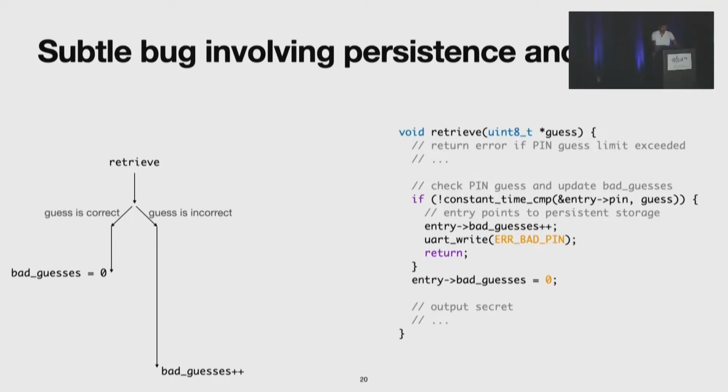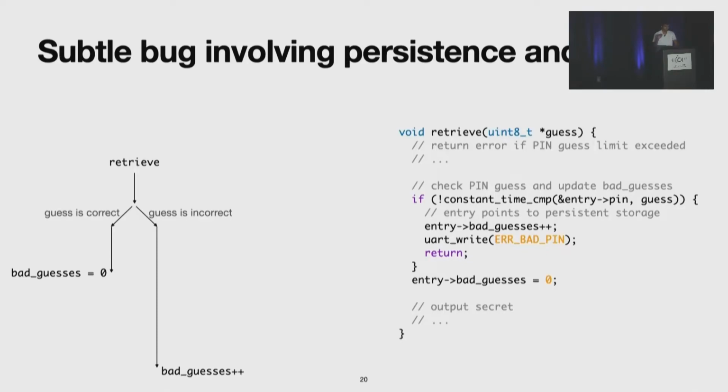All right, so the code you see on the right is a code snippet from this running example, this pin-protected backup HSM. It's from the retrieve operation. What this code does is it first checks to see if the pin guess limit is exceeded, and then after that, it does a constant time comparison of the guess with the saved pin. Now, let's look at the left side. This is a timing diagram, time going down vertically, and this is what actually happens when this code is compiled and run on our particular circuit.